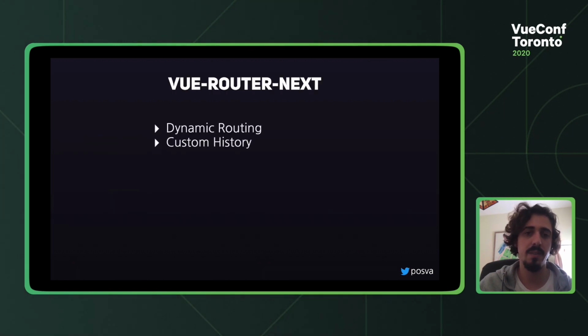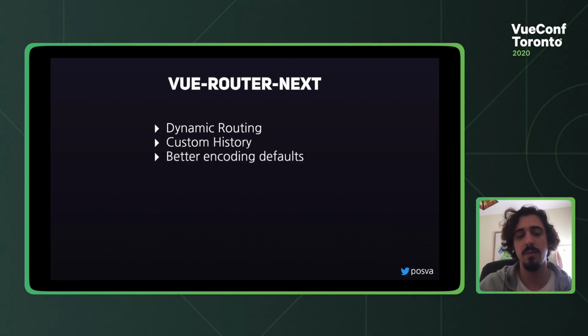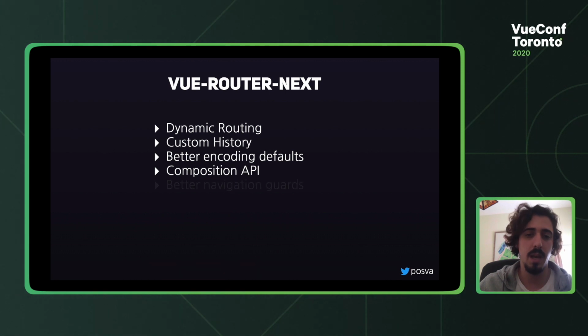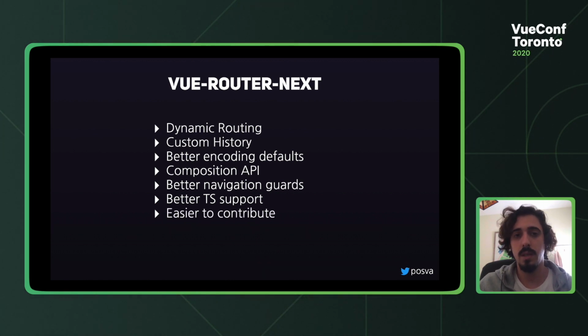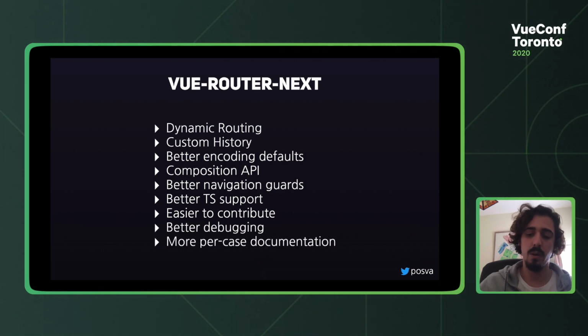So to summarize, we have dynamic routing, custom history, better encoding defaults. These are the main new things on Vue Router Next. But we also have the composition API. We have better navigation guards, a much better TypeScript support because the whole code base is written in TypeScript. And then we have an easier to contribute code base, and there is better debugging for the DevTools. And we are also providing more and more per case documentation.